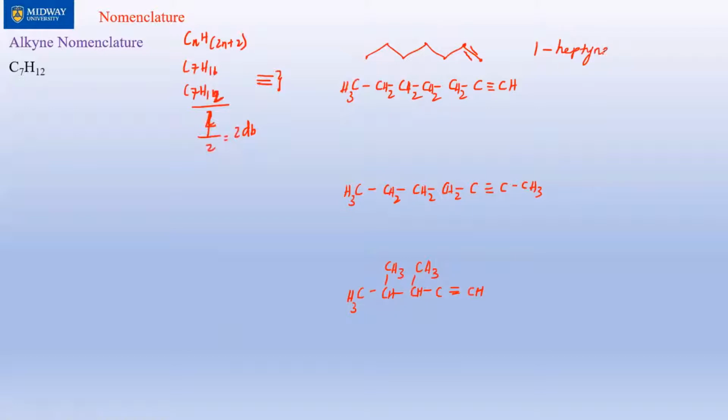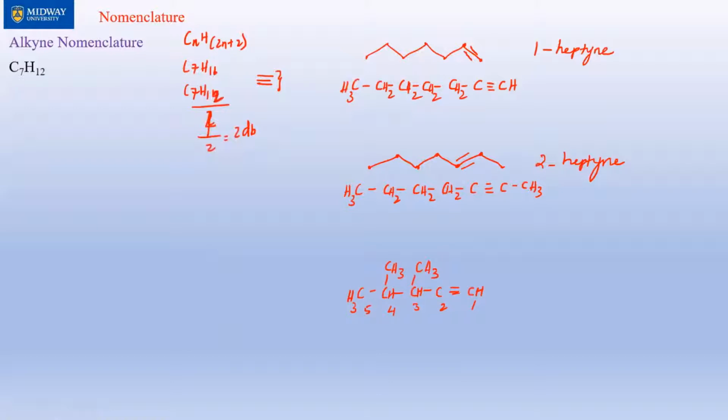All you have to do is replace the "ane" ending with "yne". This is, again, not much difference. It's still a straight chain with nothing coming off it. The only difference being the triple bond is between the second and third carbon. So we always give the lowest of the 2 numbers preference, so it's 2-heptyne. And for this one, which side do we start numbering from? Well, the side that's closest to the end containing the triple bond. So we start from here, 1, 2, 3, 4, 5.